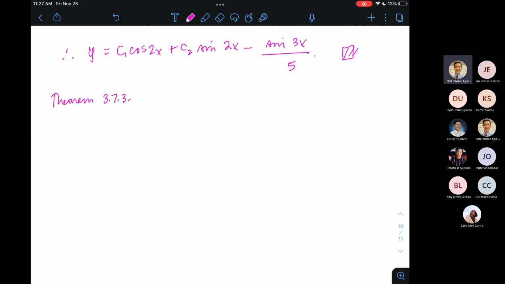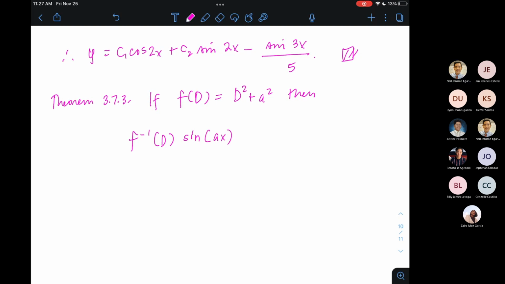So kapag meron kang f of d equals d squared plus a squared, then ang f inverse of d applied to sine of ax ay equal kay negative x cosine ng ax all over 2a.